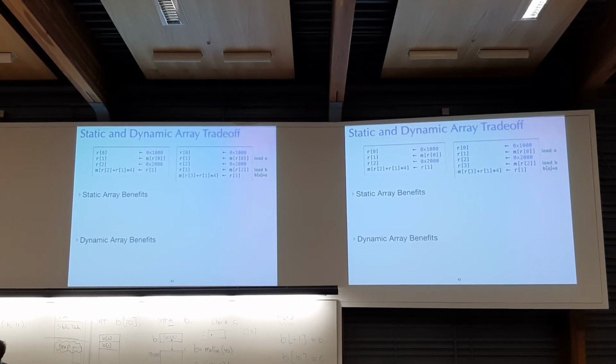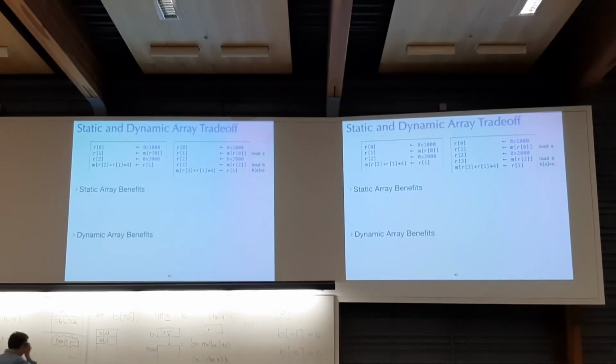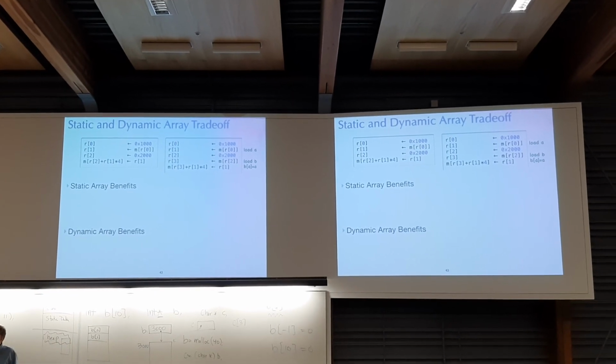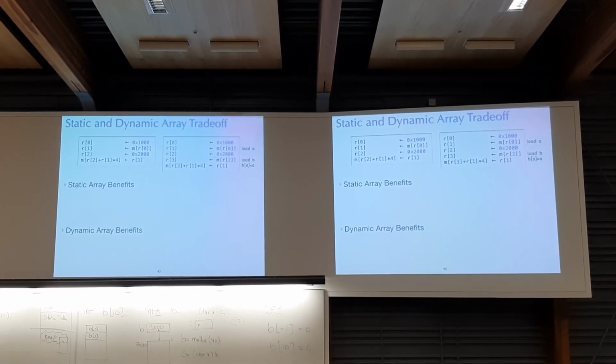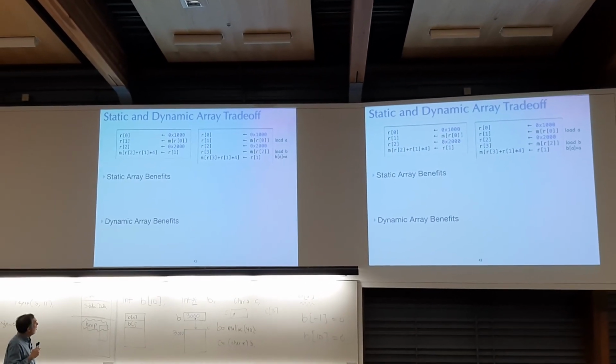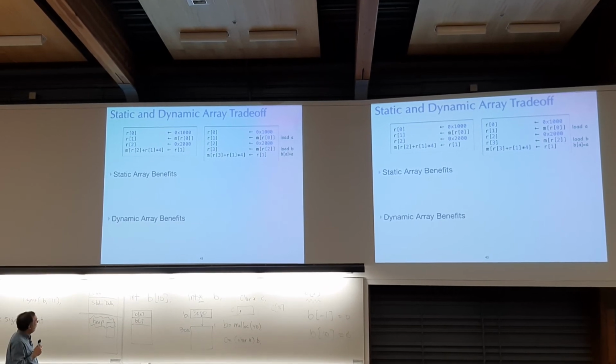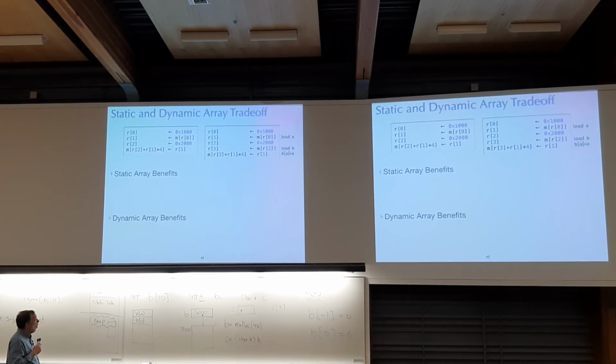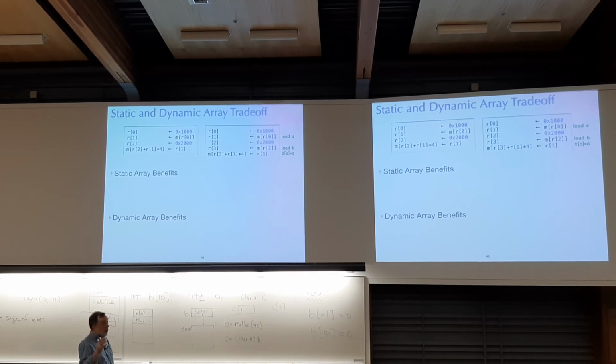How long ago was it? 30 years ago? 30? 40. 40. 2020. 40 years. Oh, let's let that sink in. 40 years, that's a long time. Okay, so that's the main benefit of static arrays. So if you know how big the array is statically, use it, it'll be faster. All right.